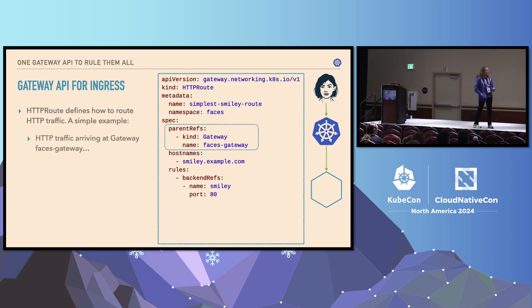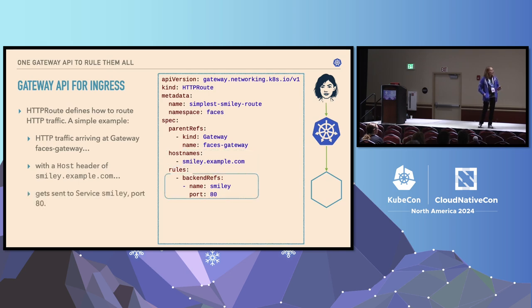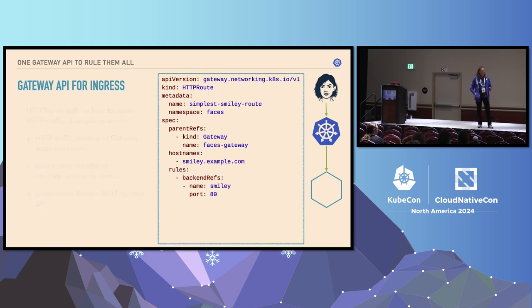Sorry about that. HTTP traffic arriving at this gateway with this host name goes to this service. And this is the problem with using your phone as your keynote remote and then accidentally having it flip over to the camera. Not that that ever happens.